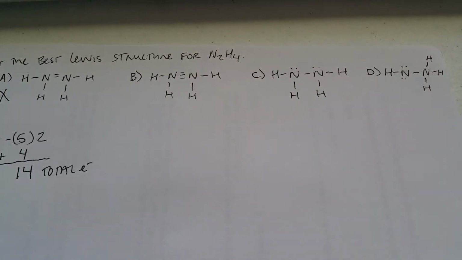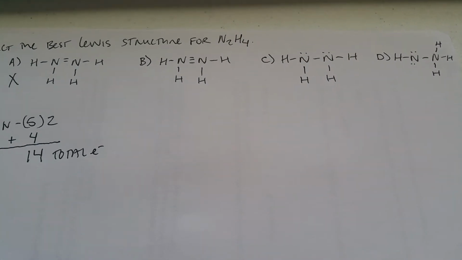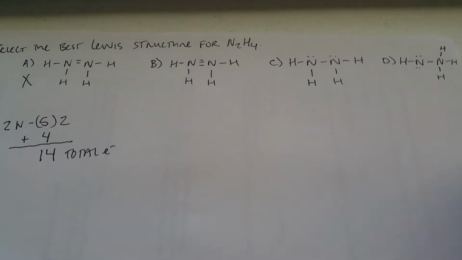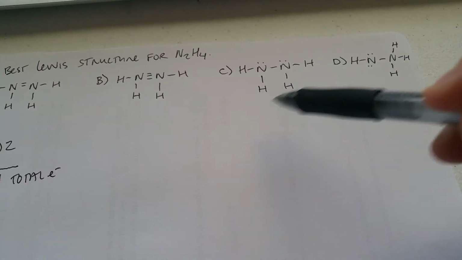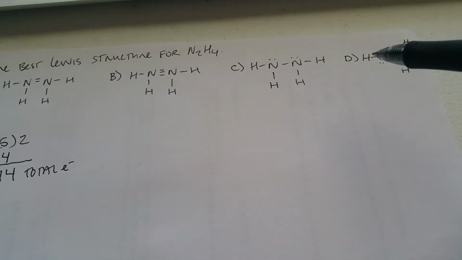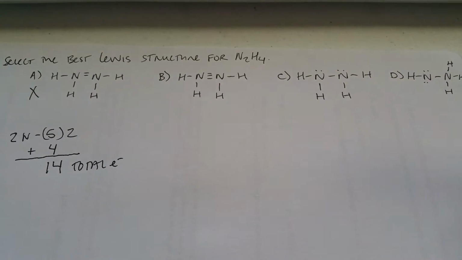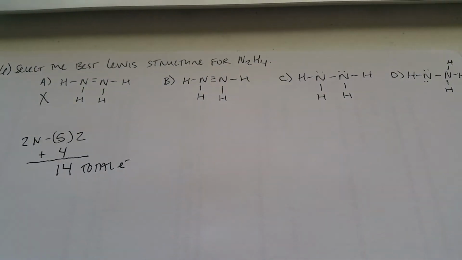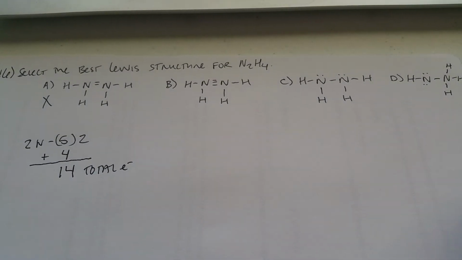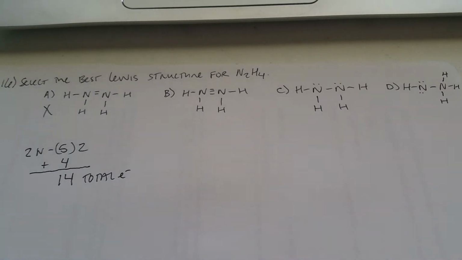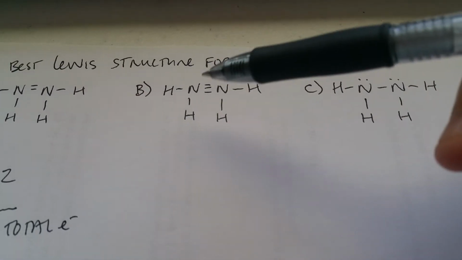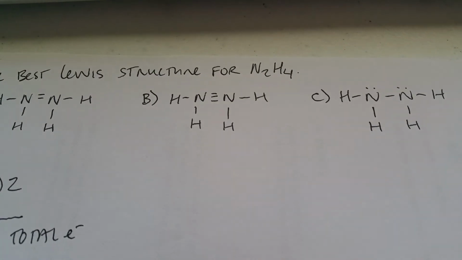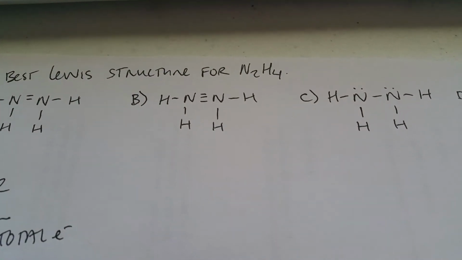So now we're going to check to see if everything has its octet filled. As we know, hydrogen has its octet filled if it has one bond out of it. So all the hydrogens are filled here. Nitrogen has its octet filled if it has 8 electrons, so we're looking for 4 bonds or 2 lone pairs. Let's just count it out. So for this one, we have 2, 4, 6, 8, 10. That could be okay. We'll check it again when we check for expanded octet.